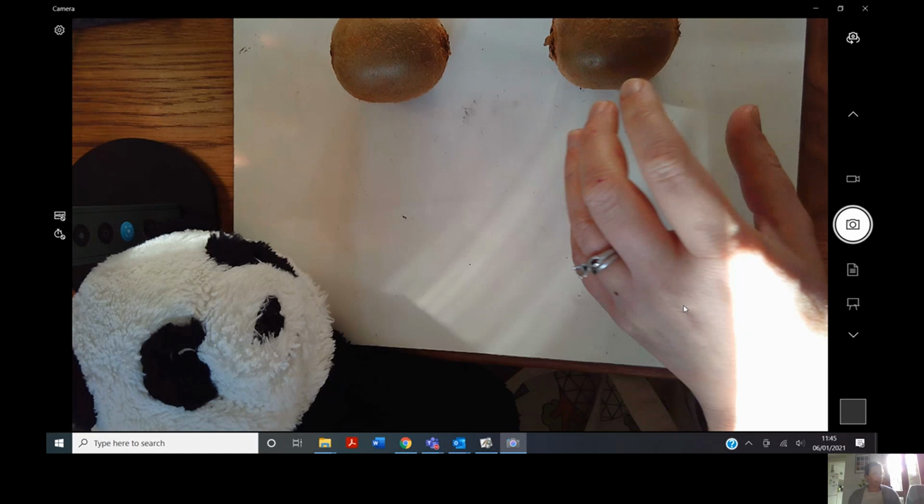But I'm going to take away a kiwi. We've only got 1 left in the fruit bowl, Percy. What would happen then? We would then divide them equally. So we would split our 1 kiwi fruit into 2 equal parts.